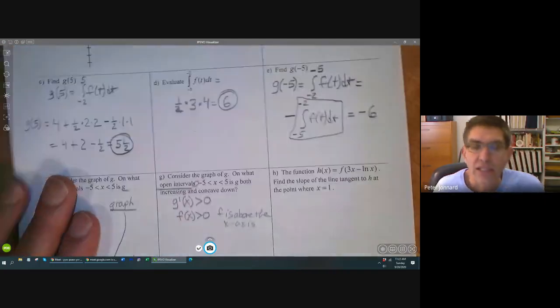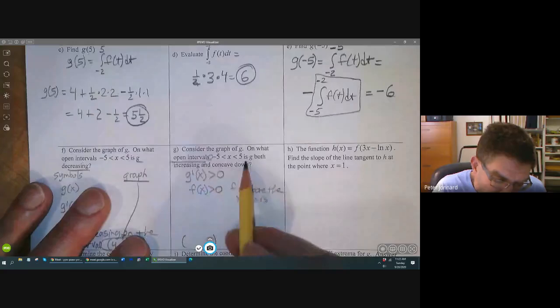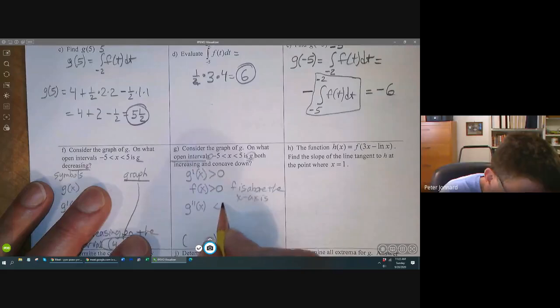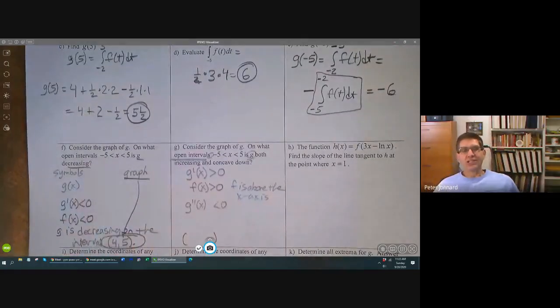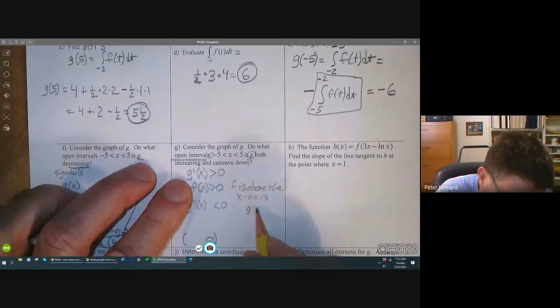The second condition they gave us is that the function g is concave down. So that means g double prime of x has to be less than 0. Well, where are we going to get g double prime of x from? Well, g prime of x equals f of x.